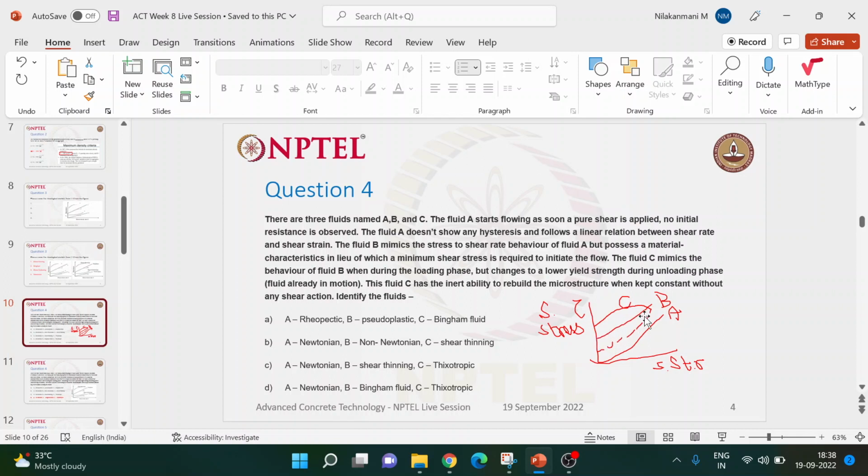But if you take a Bingham model, here option B is nothing but the Bingham model, Bingham fluid, right? So if you load it, it goes in the same linear relationship while unloading as well.